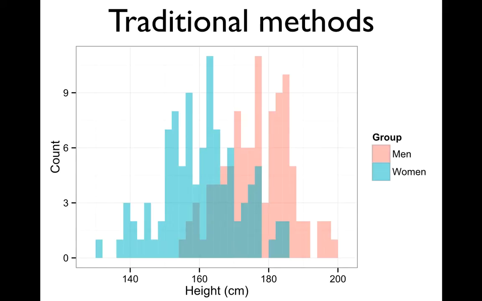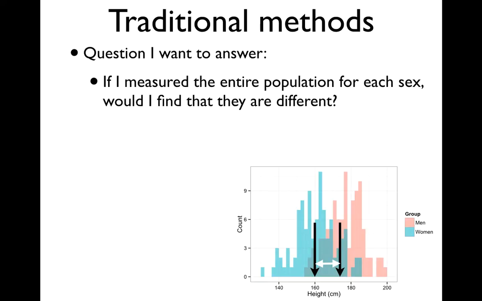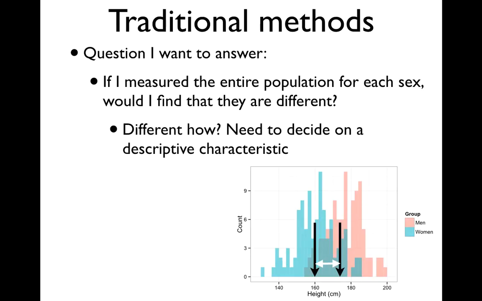Yeah. So traditional methods would look at this data, and you might have a question that you want to answer. If I measured the entire population of men and women simultaneously for each sex, would I find that these populations are different? That might be a question you have about this data. But before you answer this, you would have to answer the question: different how? So you need to describe some sort of descriptive characteristic.